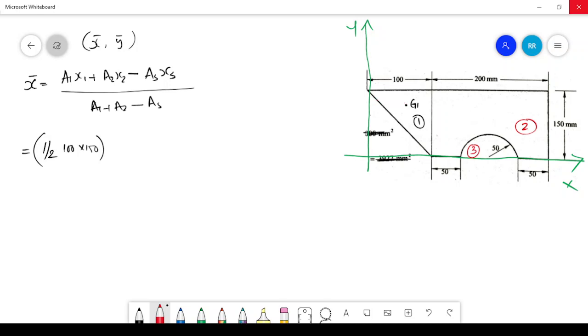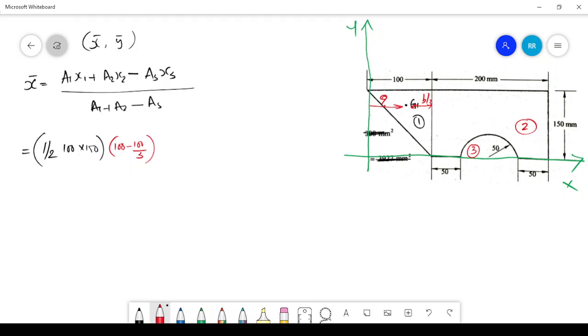I know that for the centroid of a triangle, this value will be b by 3. That means 100 by 3. But in this case, I need this value. That means 100 minus 100 divided by 3. So it's equal to into 100 minus 100 divided by 3, b minus b by 3. So this will be the distance, right?